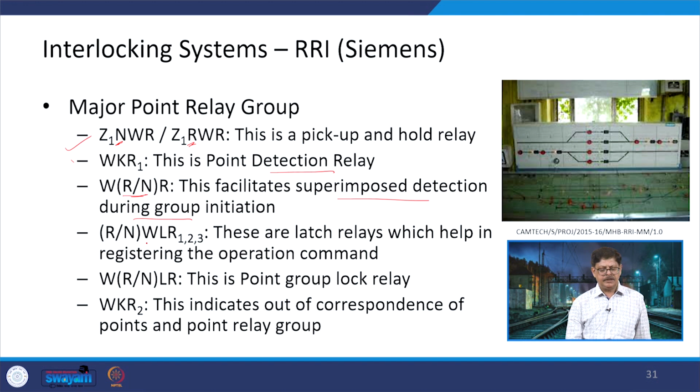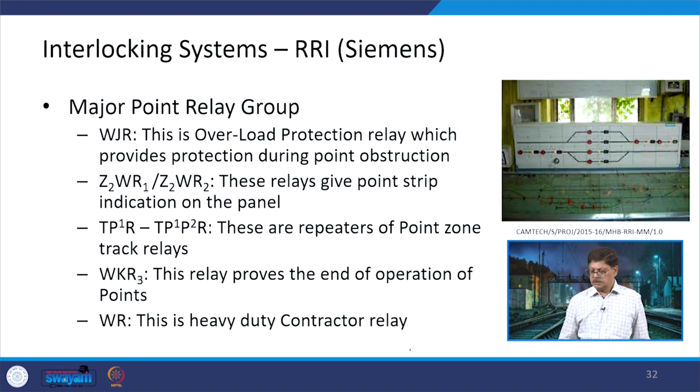Then R oblique N WLR with 3 conditions as 1, 2 and 3. So, there are 3 different type of latch relays which help in registering the operation command. Then WR or N LR, this is a point group lock relay. WKR2, this indicates out of correspondence of the points and the point relay groups. Then WJR, this is an overload protection relay.